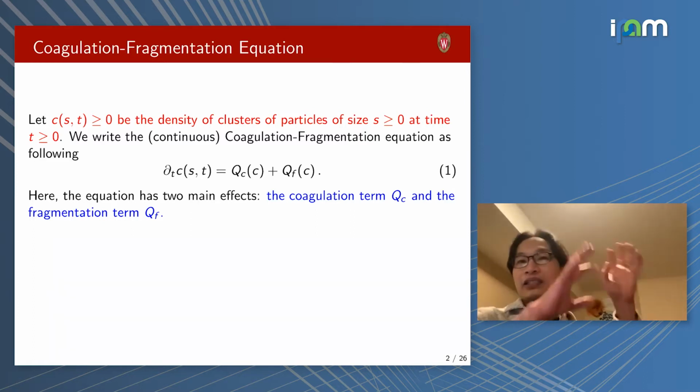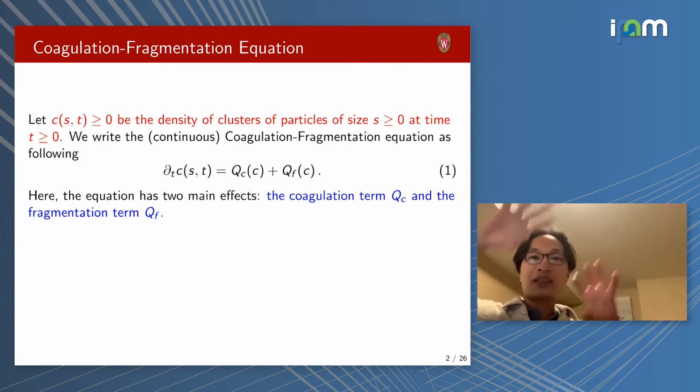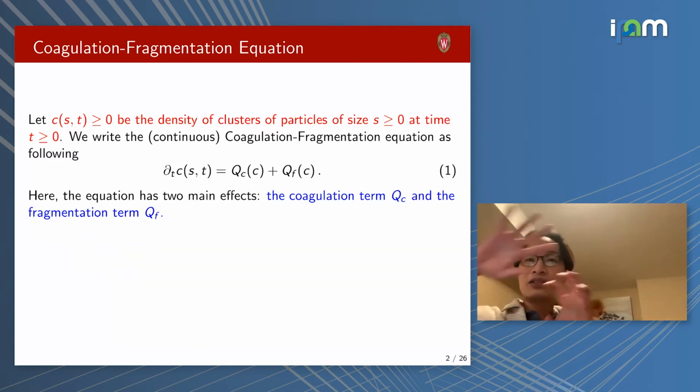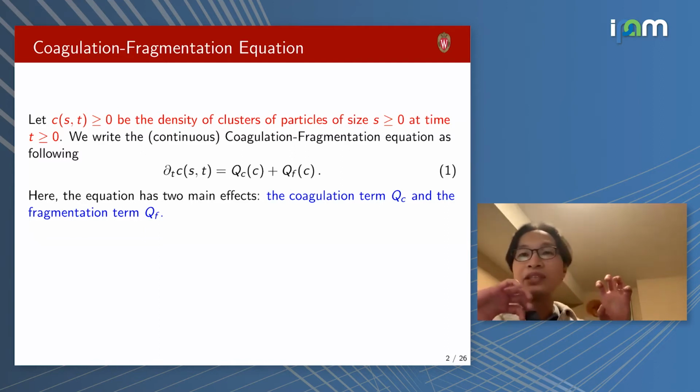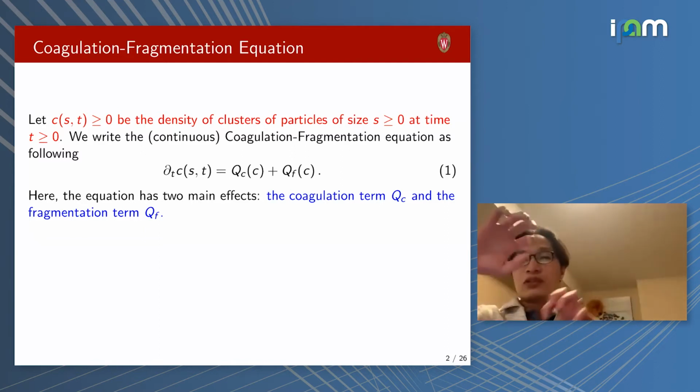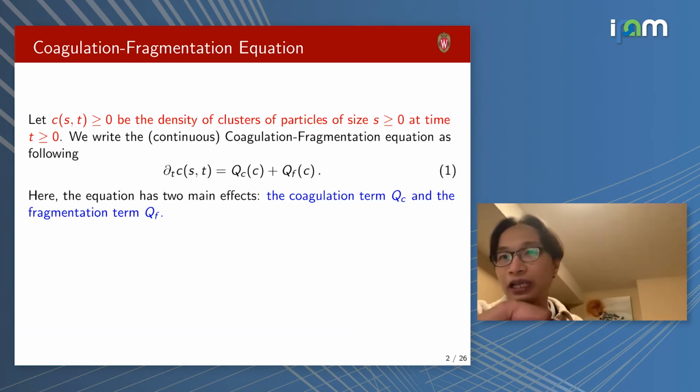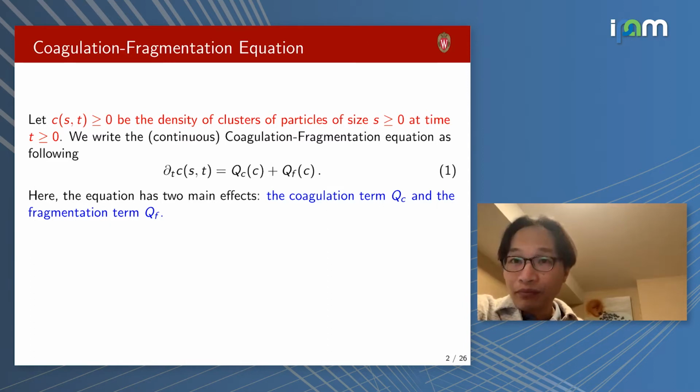You can imagine that you have a certain number of clusters, of clouds, hanging around at time 0, and then you let time start, and those clusters start moving and interacting with each other, and a coagulation-fragmentation equation comes out of that. I write down equation 1 there. Equation 1 says that the change in time of C is the sum of two quantities, where Q of C with C is the so-called coagulation term, and Q of F of C is the fragmentation term.